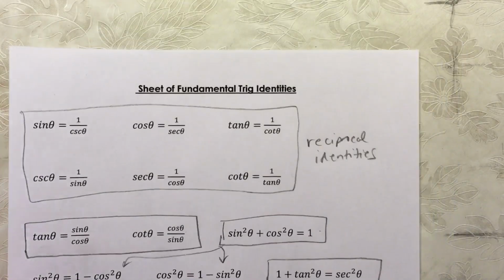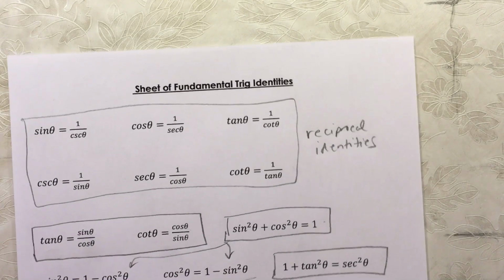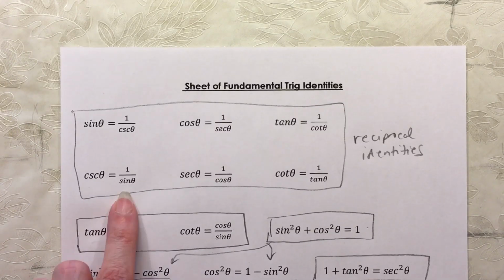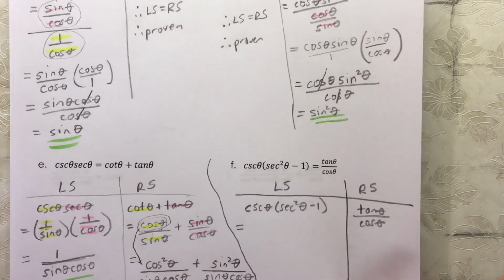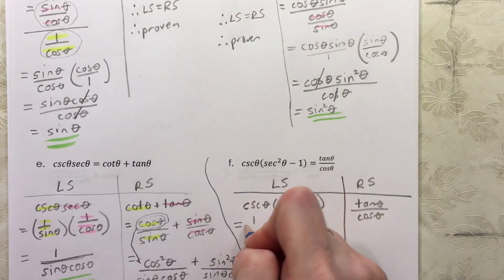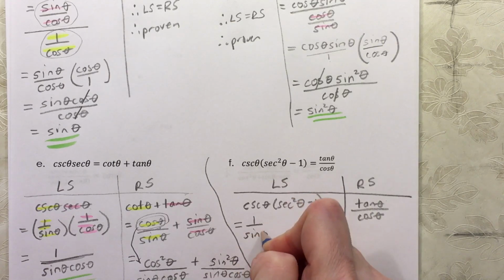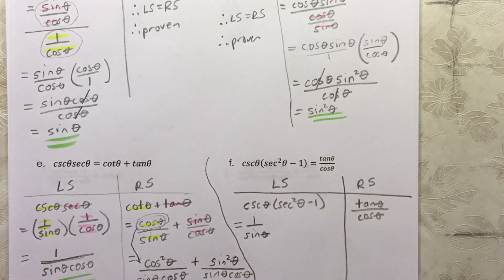Cosecant, if we look onto our sheet of fundamental identities, cosecant can be written as 1 over sine. Sec squared theta minus 1.